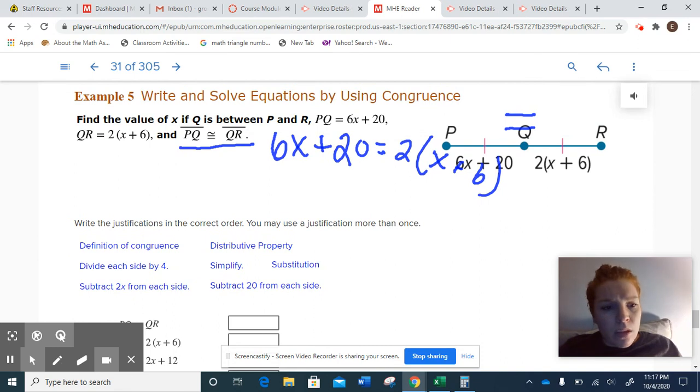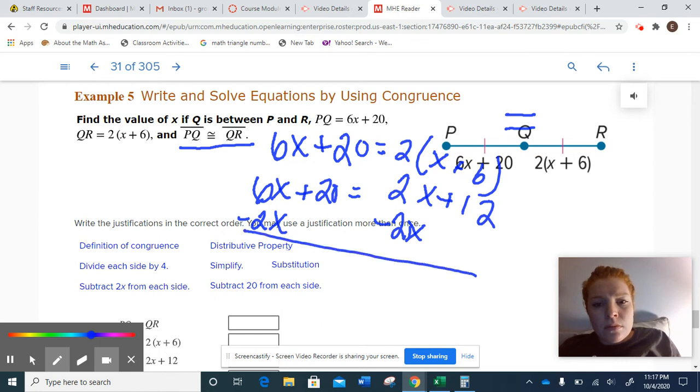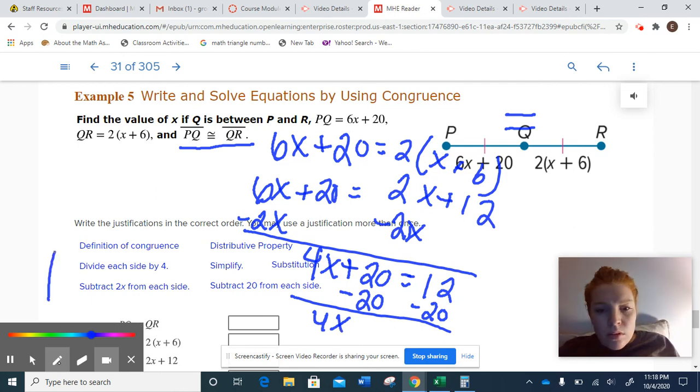Okay, I'm going to go ahead and solve it up here. 2x plus 12 equals 6x plus 20. Minus 2x on both sides. 4x plus 20 on the left, 12 is on the right, minus the 20, 4x. Let's go down a little bit further.